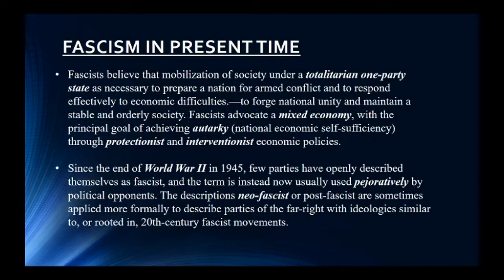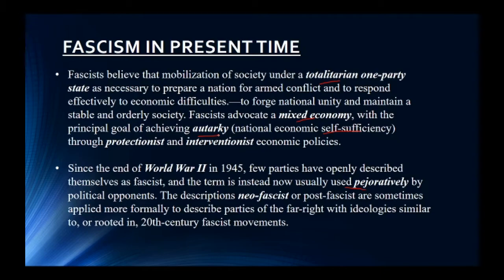Let's move on to fascism's relevance in the present time. Fascism is a concept that is not that famous right now, but the term fascist is now usually used pejoratively by political opponents to disdain their enemies and to win the political war that is going on, to win the elections and these kinds of things. Fascists believe in the mobilization of society under a totalitarian one party regime. Their economies are mixed economies. They want to achieve self-sufficiency, which means self-sufficiency in economics, and their policies are mostly protectionist and interventionist economic policies.